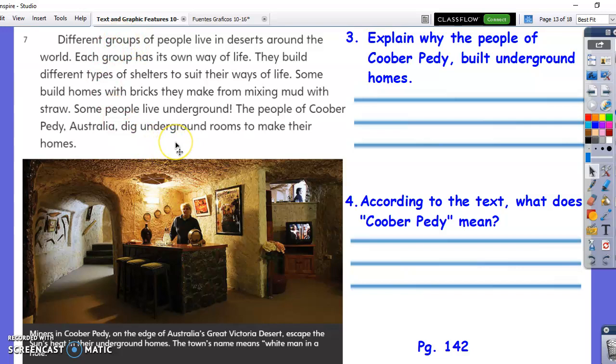This one talks about people living underground in Australia. It gives a reason why. Just explain why the people of Coober Pedy built underground homes. Don't forget to look at the caption. The answer may be in the text, it may be in the caption. According to the text, what does Coober Pedy mean? Again, it says it either in the text or the caption. Look at both, please.